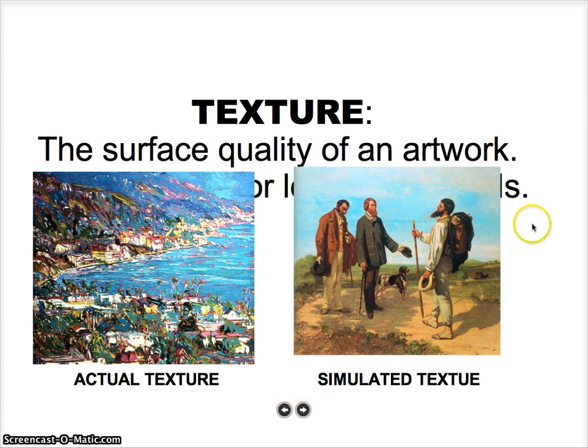Texture is the surface quality of a work of art. This is actual texture that you can actually feel. Simulated texture, where the artist has tried to create the texture.